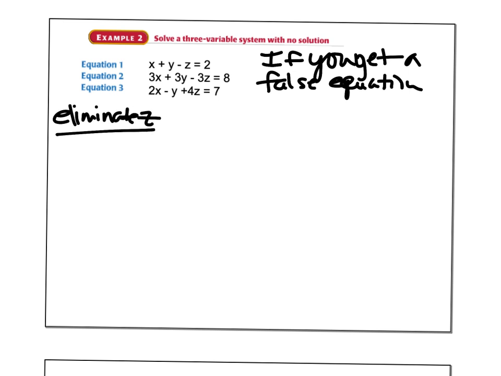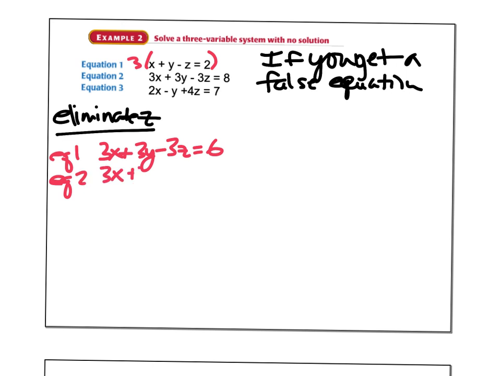All right, so I'm going to look at equation 1 and equation 2, and if I wanted to eliminate z, I would have to multiply equation 1 by 3. So I will take equation 1 and get 3x plus 3y minus 3z equals 6, and equation 2 stays as 3x plus 3y minus 3z equals 8. And in order to eliminate z, I would need to subtract these.